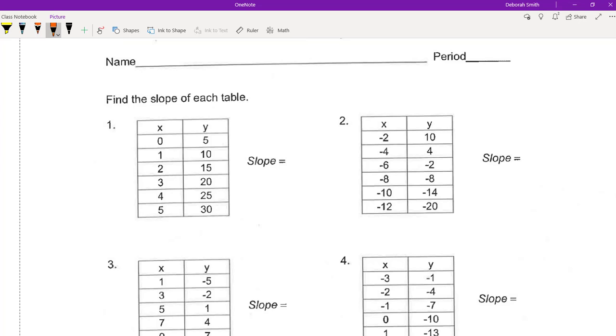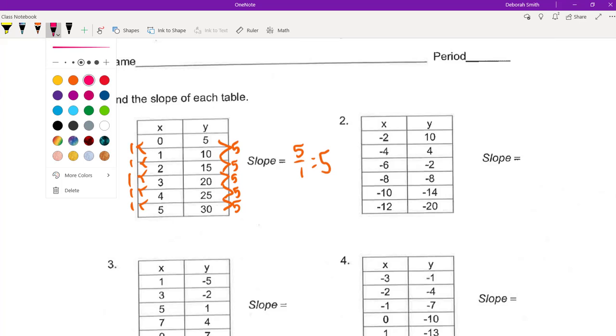We're going to take each of these and figure out how much it takes to go from here to here. It's 5. It's increasing by 5 on the y side each time. And then on the x side, it's increasing by 1 each time. So our slope is 5 over 1, which is 5. All right, so a different problem.